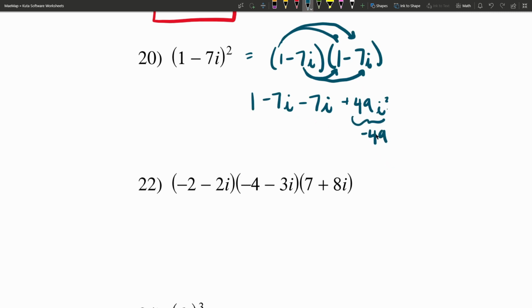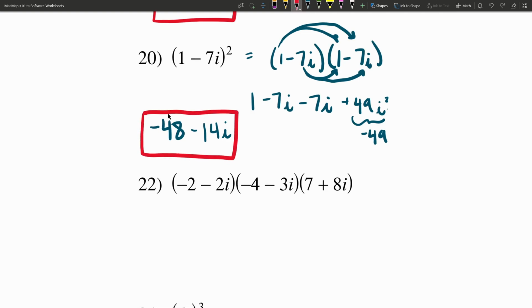So 1 minus 49 is going to be negative 48, and when combining negative 7i and another negative 7i, that's going to be minus 14i. So negative 48 minus 14i is our solution to number 20.